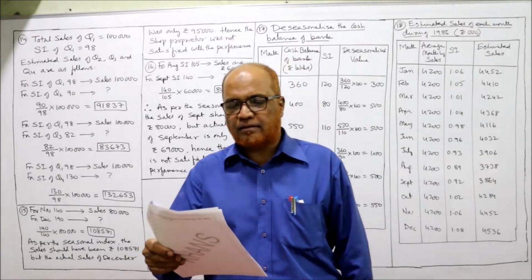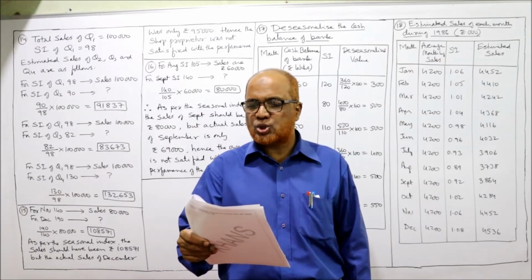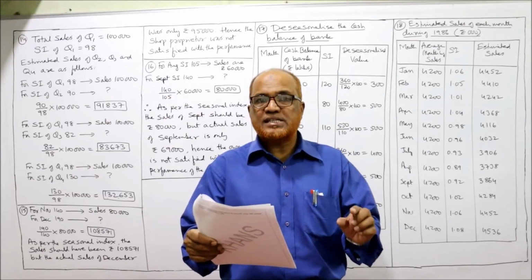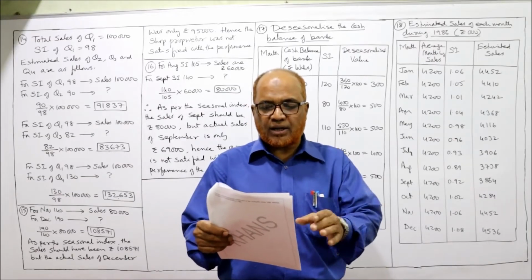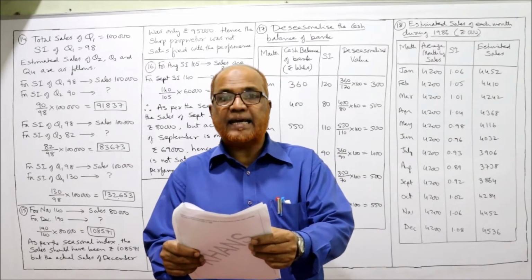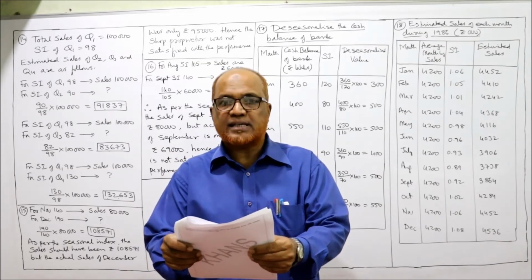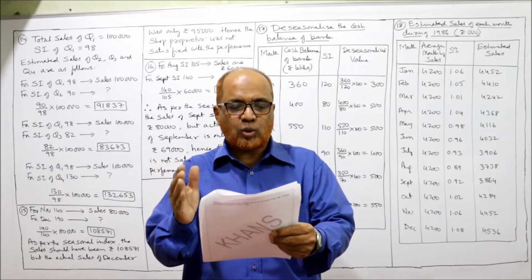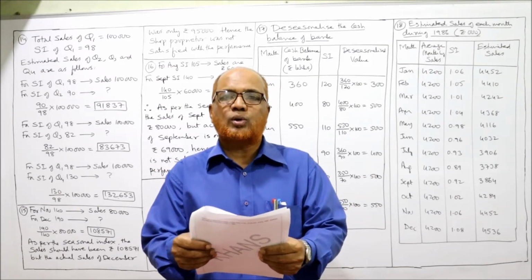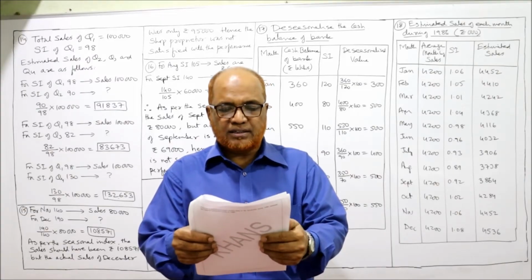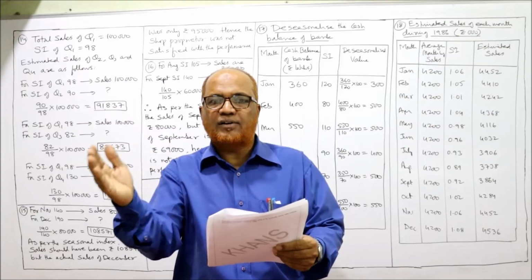Problem number 14. The seasonal indices of the sales of ready-made garments in a store are given below. So seasonal index is given for each of the quarter. January to March, first quarter, 98 is the index. April to June, second quarter, the index number is 90. Third quarter, July to September, 82. And last October to December, last quarter, 130. So seasonal index is given for the first quarter, second quarter, third, fourth.